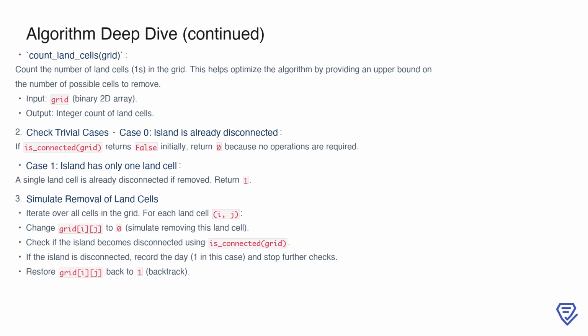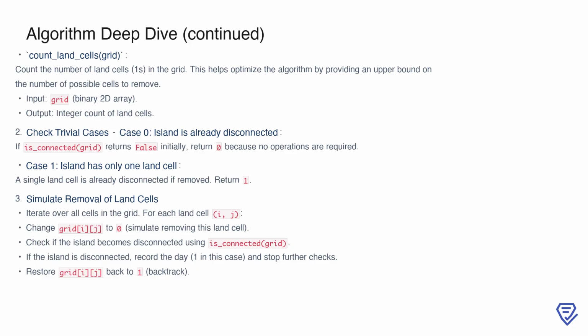Another important helper function is count_land_cells(grid), which counts the total number of land cells in the grid. This count provides an upper limit on the number of cells we might need to remove, helping us optimize the algorithm. Once these helper functions are in place, we start by checking some trivial cases. First, if is_connected(grid) returns false initially, the island is already disconnected, so no operations are needed, and we can immediately return 0. Next, if the island consists of only one land cell, removing that single cell will disconnect it. In this case, we return 1.